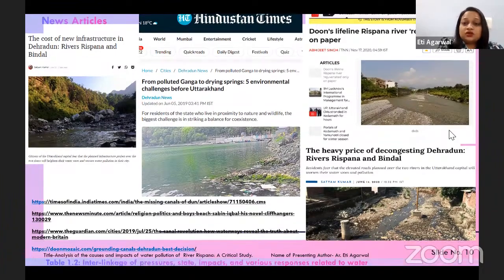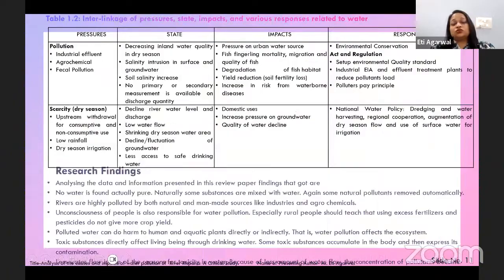So as we can see, no impact has been made on the government, and no action has been taken by the people. Only small-scale clearing of pollutants is being done by the local people of Dehradun. So this is the interlinkage of pressure, state, impact, and the various responses related to water. The pressure was in terms of pollution, industrial effluents, agrochemicals, and fecal pollution, and the state is that inland water quality in the dry season is decreasing.